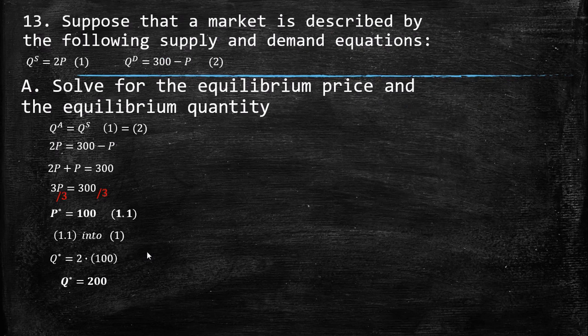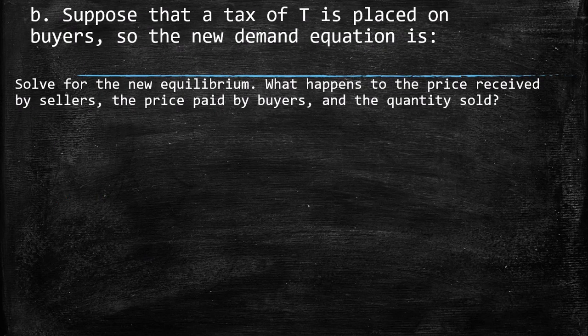Now the question says, suppose that a tax of T is placed on buyers. So the new demand equation is as follows. It's interesting to see how the tax is now here, which makes the demand curve shift to the left, because we are putting the tax here. So the question is: solve for the new equilibrium. What happens to the price received by sellers, the price paid by buyers, and the quantity sold?